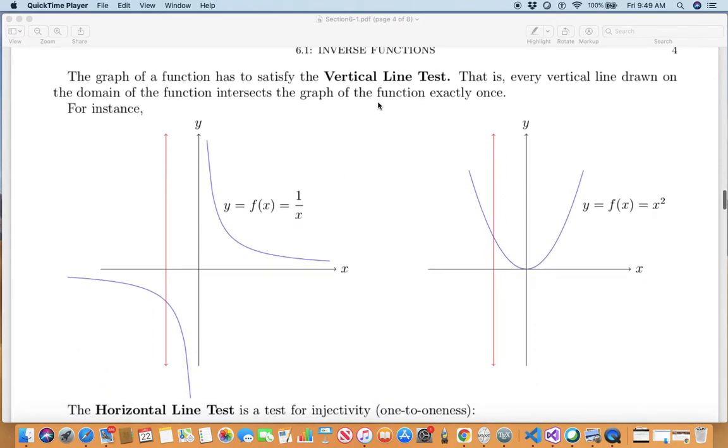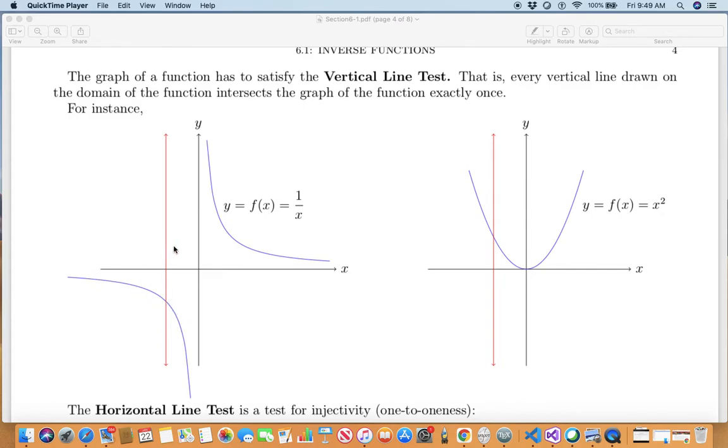Now, what is the vertical line test? Well, every vertical line drawn in the domain intersects your graph exactly once. That's when you know your graph is the graph of a function. So here is the graph y equals f(x), that's 1 over x. Any vertical line, here is an example, one vertical line. It meets the graph only once.